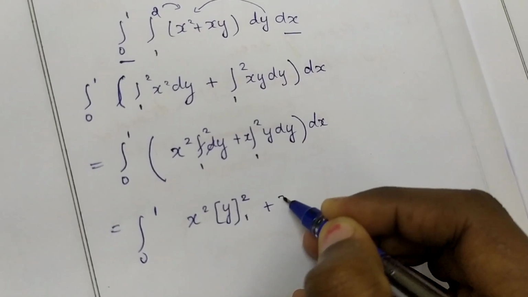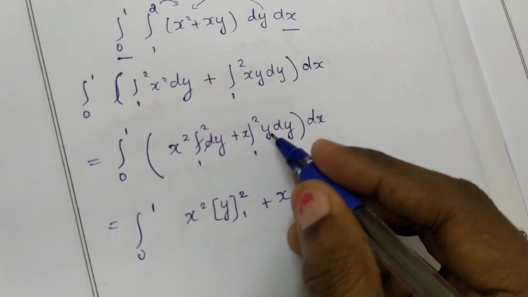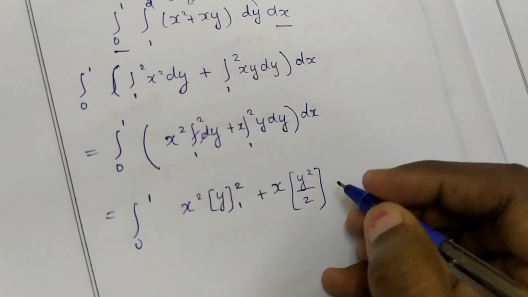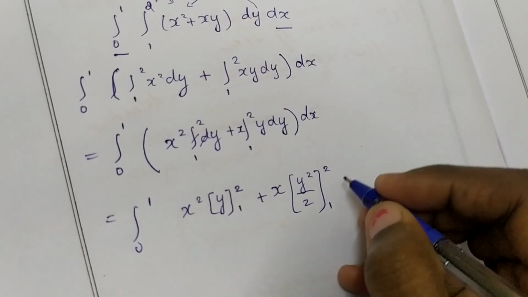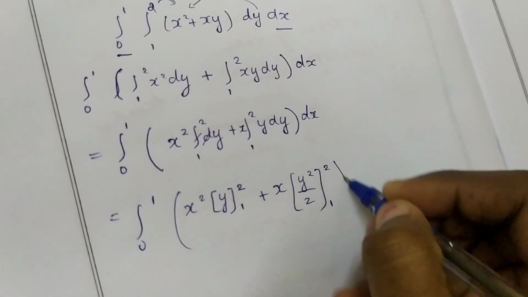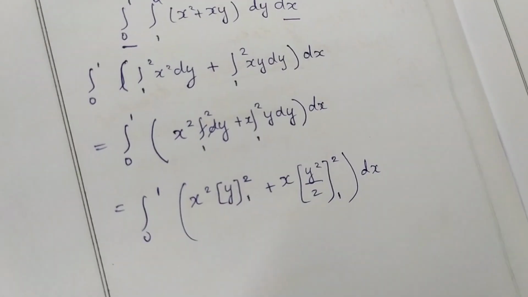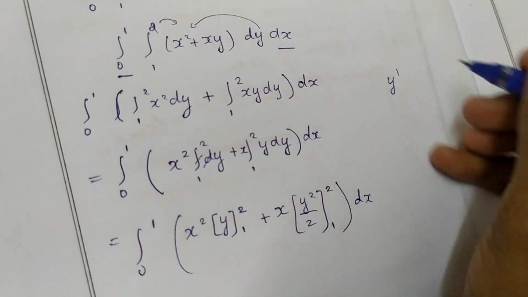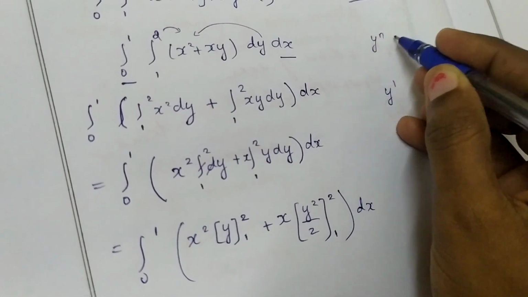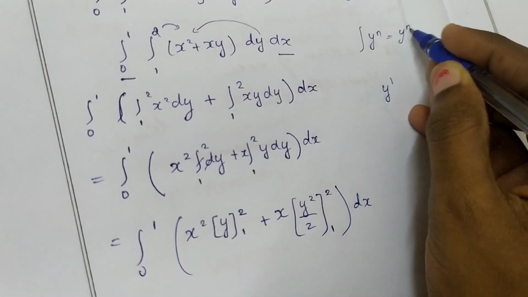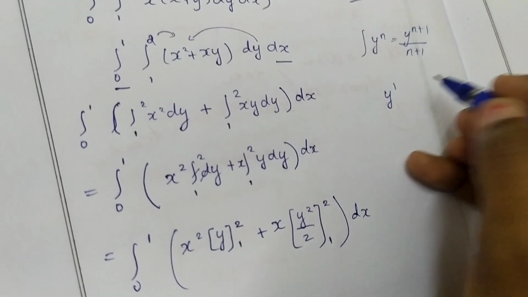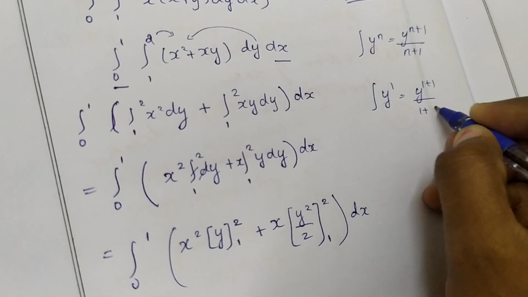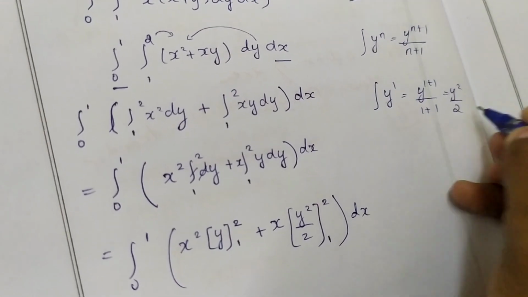Okay, plus x into, if you integrate y, what will come? Y square by 2 will come, with limits 1 to 2. Then for the whole thing it's dx, right? So here what I have done is y power 1. Suppose it's y power n, then you have to integrate it as y power n plus 1 by n plus 1. Understood? So you integrate y power 1 plus 1 by 1 plus 1. So y power 2 by 2 will come.